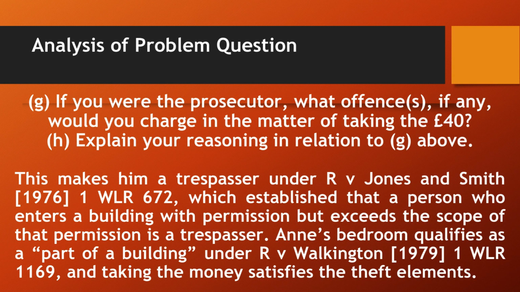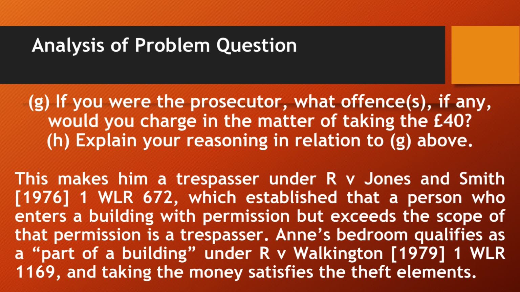This makes him a trespasser under R v Jones and Smith (1976), which established that a person who enters a building with permission but exceeds the scope of that permission is a trespasser. And his bedroom qualifies as part of the building under R v Walkington (1979), and taking the money satisfies the theft elements.